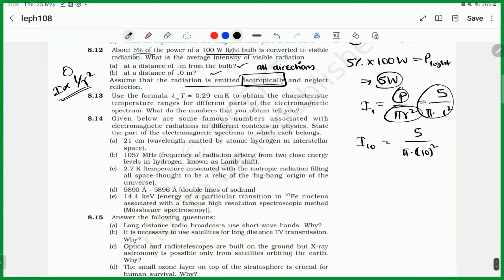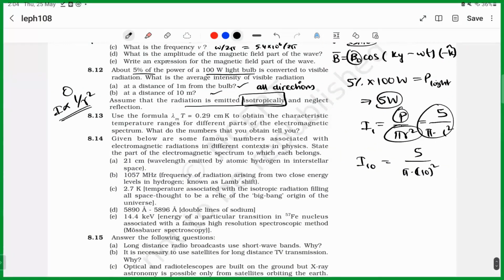Okay. Use the formula lambda_m into T is equal to 0.29 centimeter Kelvin to obtain the characteristic temperature range for different parts of the electromagnetic spectrum. What do the numbers you obtain tell you? So this is a very interesting law. Okay, it's called Wien's displacement law.